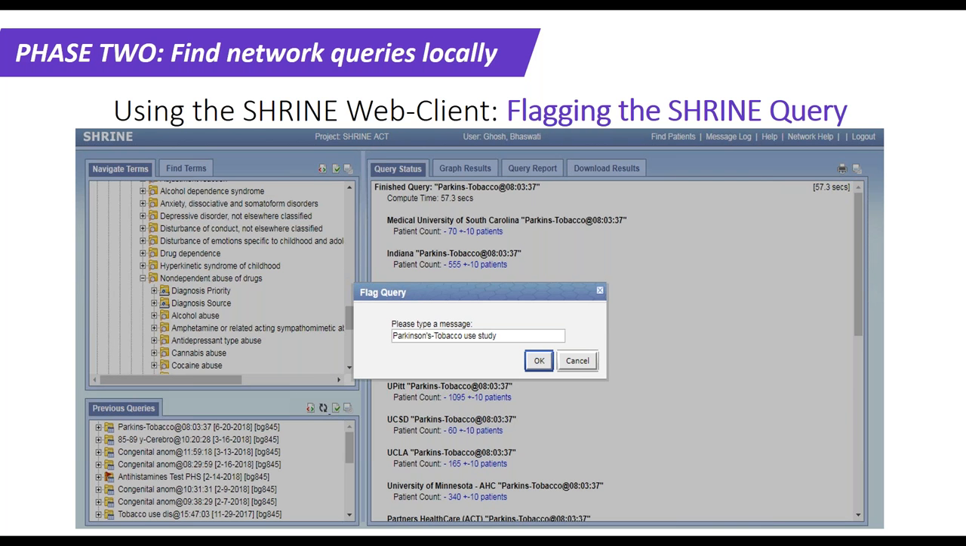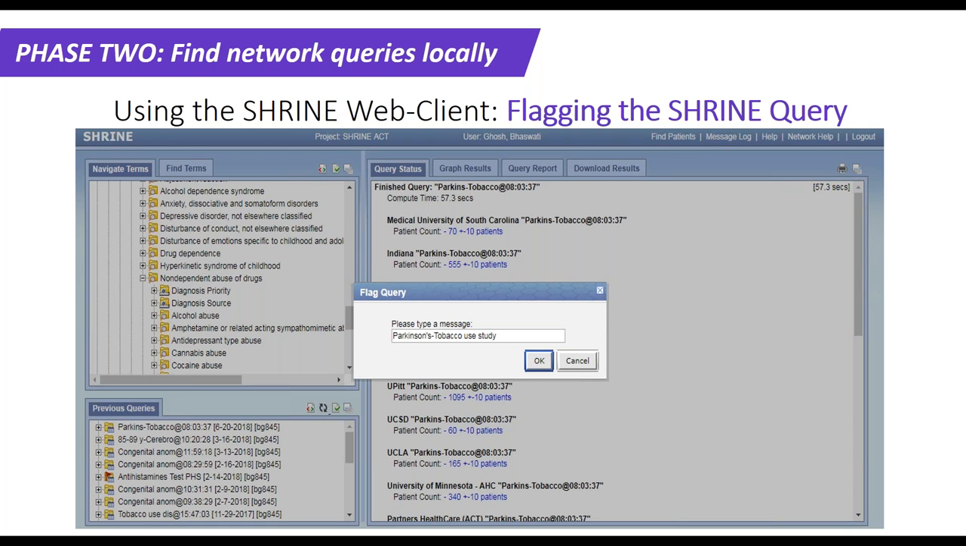And when he or she is satisfied that this query is the one that gives sufficient patients for the different sites that he's interested in, then he will go here to the previous query section in his Shrine web client. It doesn't actually move. Okay, so he'll find his final query in the previous query section, right click on here and select flagging. That will bring up that dialog box.